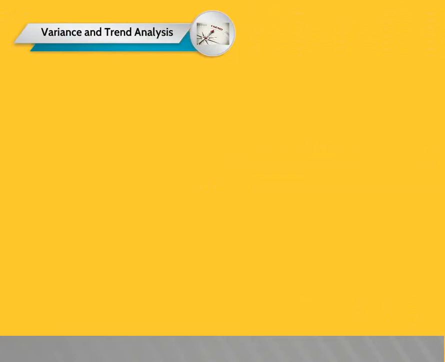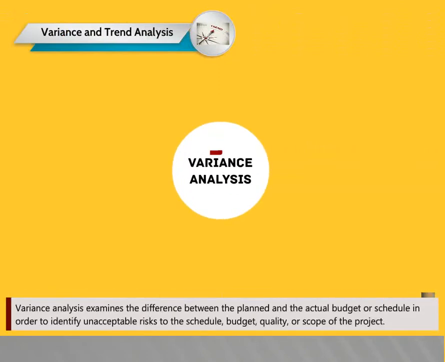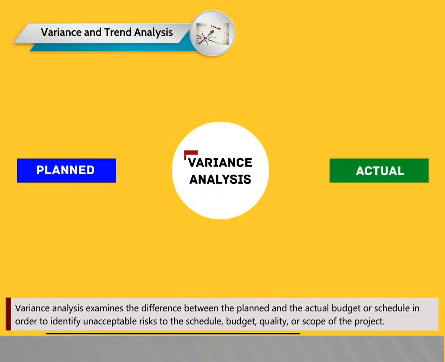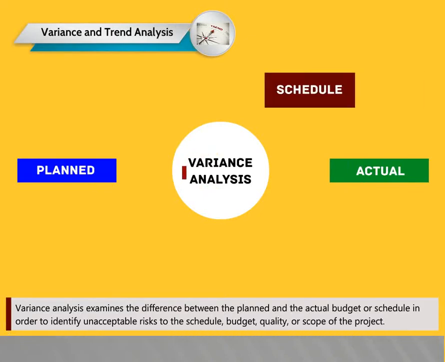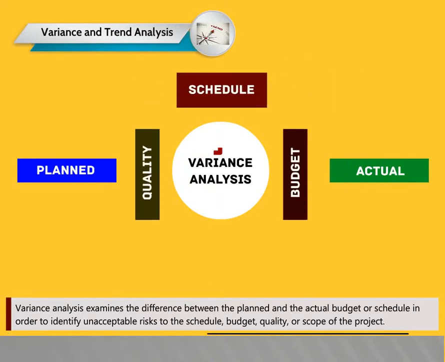Variance and trend analysis. Variance analysis examines the difference between the planned and the actual budget or schedule in order to identify unacceptable risks to the schedule, budget, quality, or scope of the project.